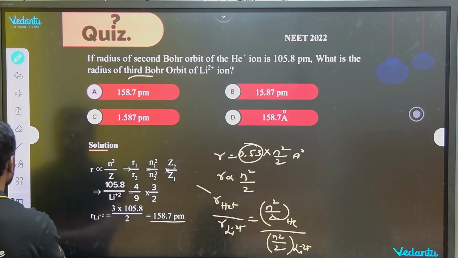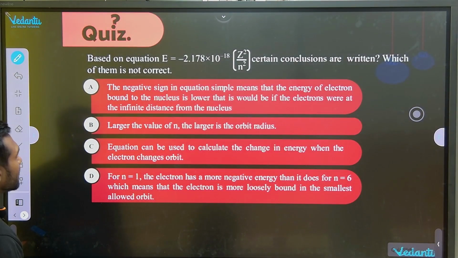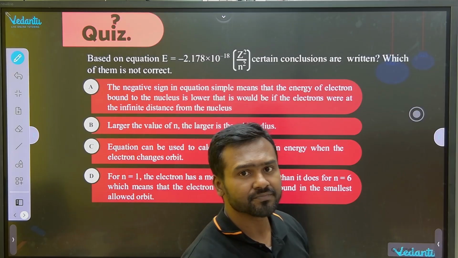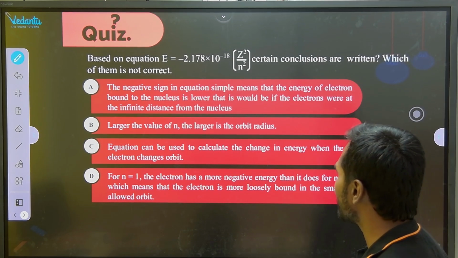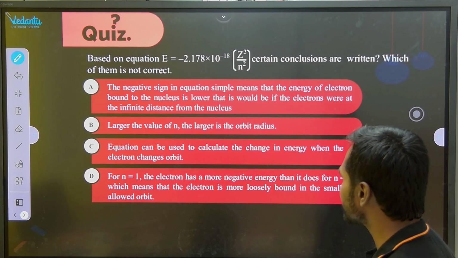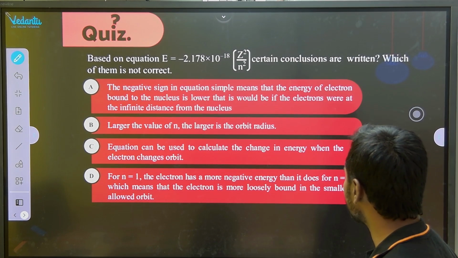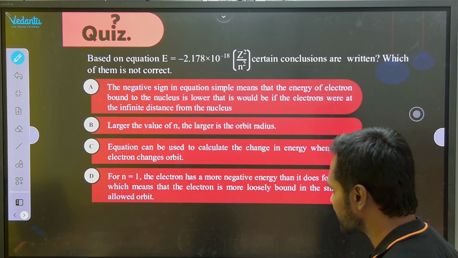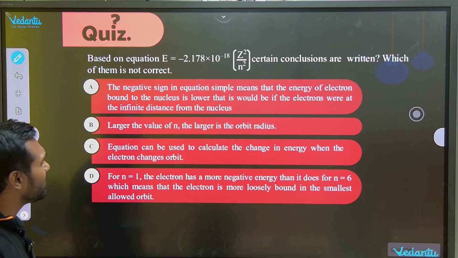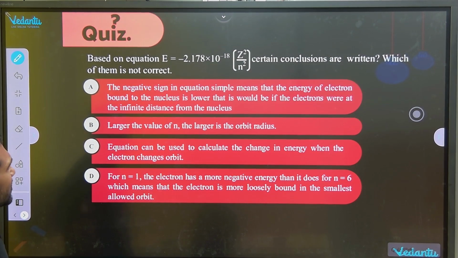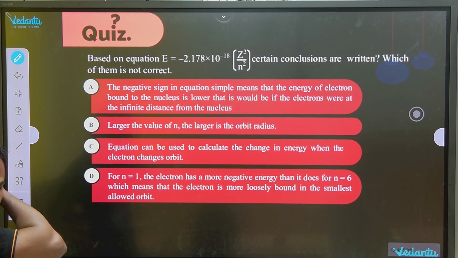Okay, next. Based on the equation E is equal to minus 2.178 × 10^-18 Z²/n², certain conclusions are written. Which of them is not correct? We will read each statement. The negative sign in the equation simply means that the energy of the electron bound to the nucleus is lower than it would be if the electron were at infinite distance from the nucleus. Correct? Just now only I said, right?